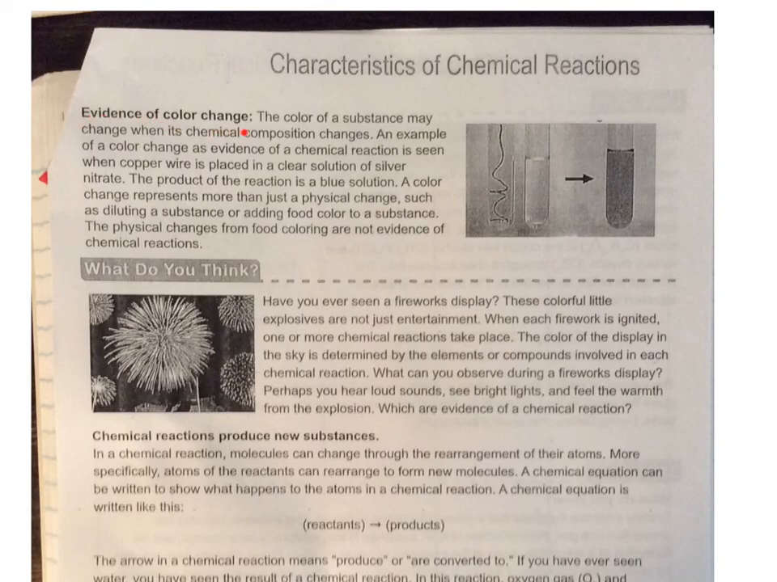Evidence of color change. The color of a substance may change when its chemical composition changes. An example of a color change as evidence of a chemical reaction is seen when copper wire is placed in a clear solution of silver nitrate. The product of the reaction is a blue solution.